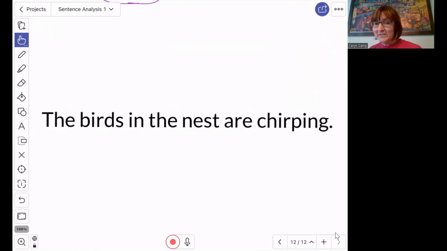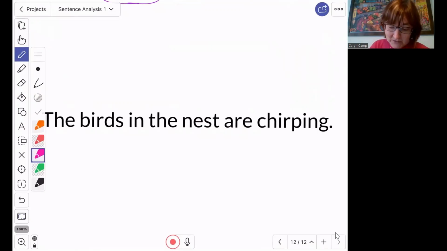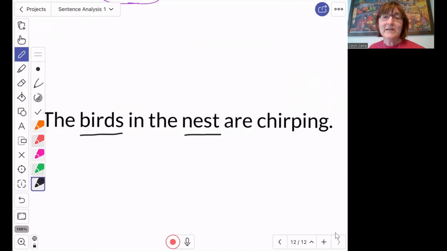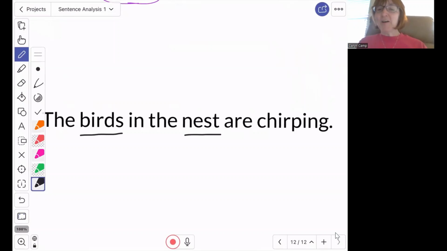And it's a noun, but look, there are 2 nouns in the sentence. There's birds and there's nest. So which one is the subject? Well, there's a couple things you can think about to help you with this. Sometimes it's easier to find the predicate first. Well, my computer was about to turn off, so I had to change seats. All right, so let's look here. We got the birds in the nest are chirping.